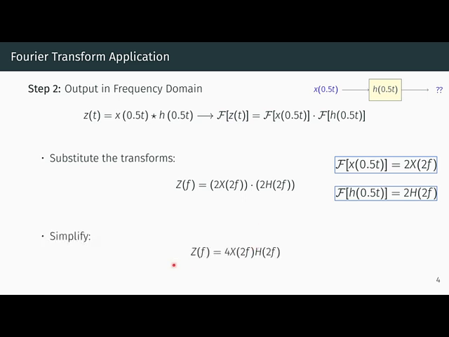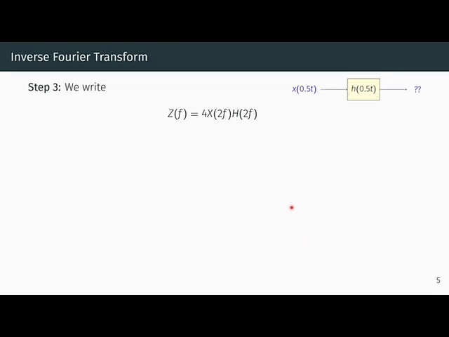Simplification will give us Z(f) equal to how much? It is very simple, right? 2 times 2 is 4, so 4 times X(2f) times H(2f). So that is step 2. What is step 3? We got Z(f) to be 4 times X(2f) times H(2f).